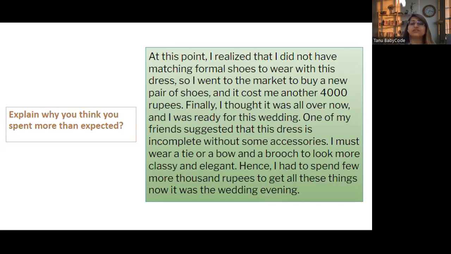So at this point, he realized that I did not have matching formal shoes to wear with this dress. So I went to the market to buy a new pair of shoes and it cost me another 4,000 rupees. Finally, I thought it was all over now and I was ready for the wedding. One of my friends suggested that this dress is incomplete without some accessories. I must wear a tie or a bow and a brooch to look more classy and elegant. Hence, I had to spend a few more thousand rupees to get all these things, because it was the wedding evening.